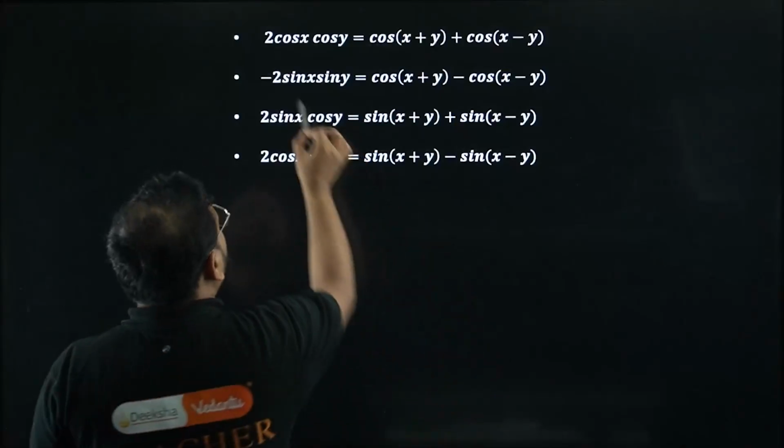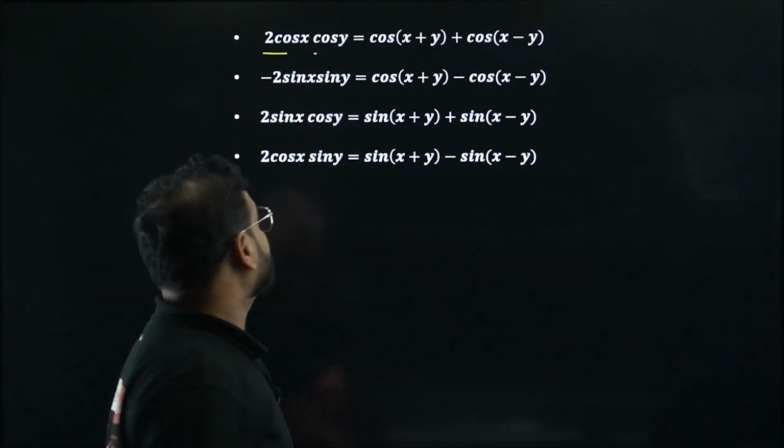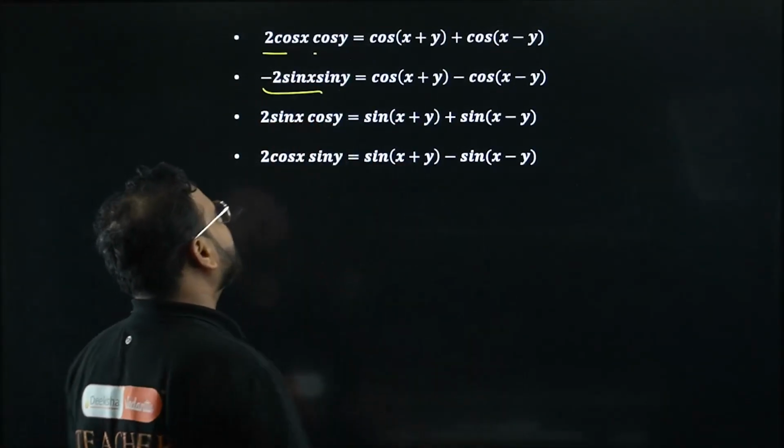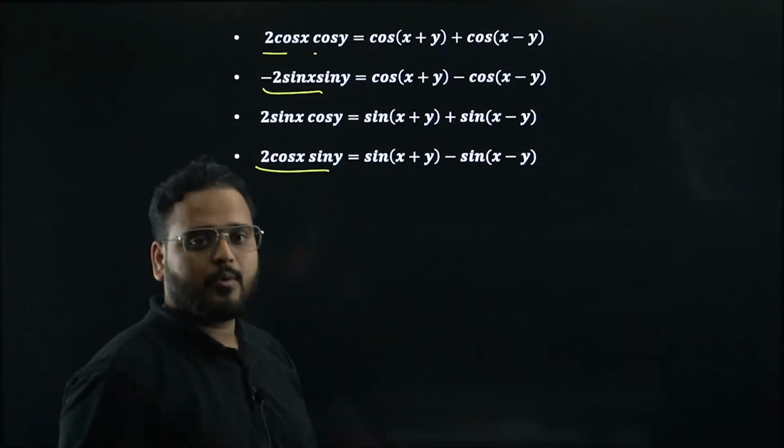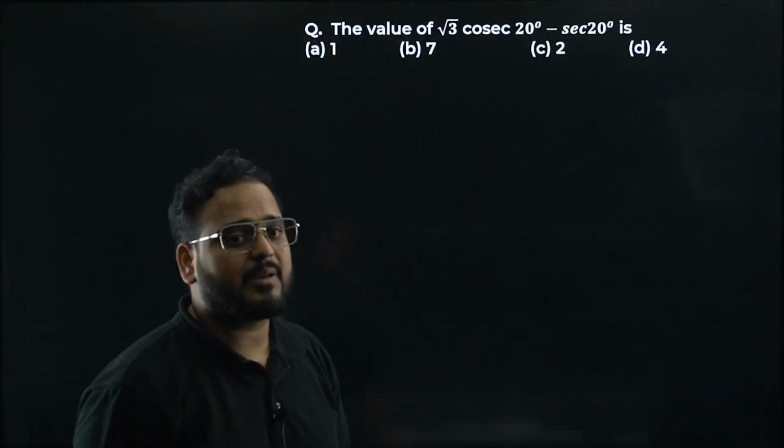Again, this case we have 2 cos x cos y and 2 sin x sin y, 2 sin x cos y, and 2 cos x sin y in terms of sin and cos only, okay? Less used but they are important. Sometimes they can be used in the questions.